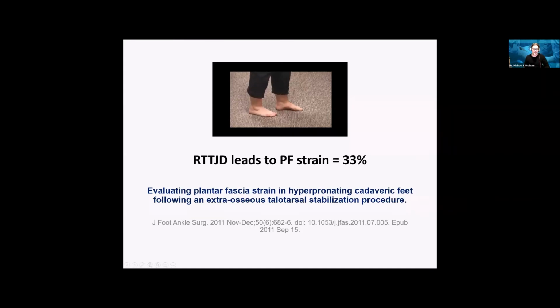So here's a fact for you: recurrent talotarsal joint dislocation leads to a 33% increased strain to the plantar fascia. So we know that overpronation, hyperpronation, is the leading cause of plantar fasciopathy. And what causes overpronation is RTT-JD. So this is not just me shouting, talking about this. This is evidence-based when I'm presenting to you.